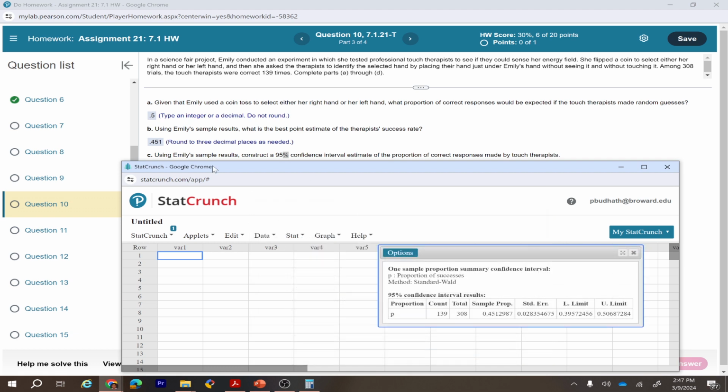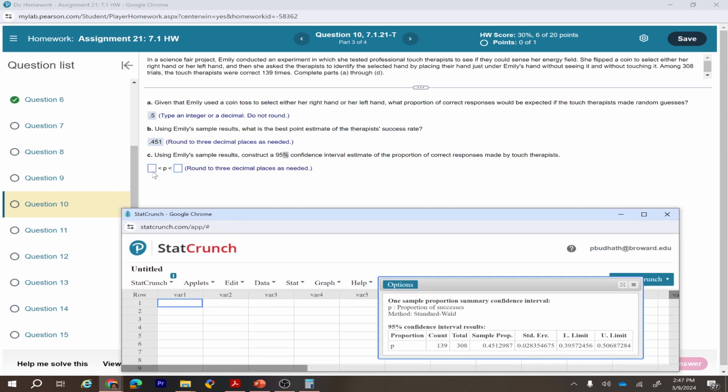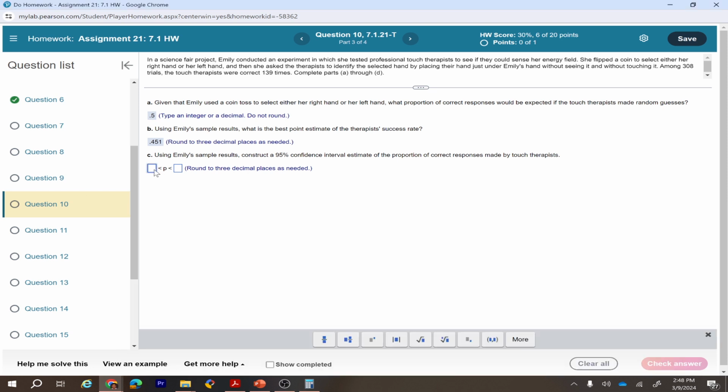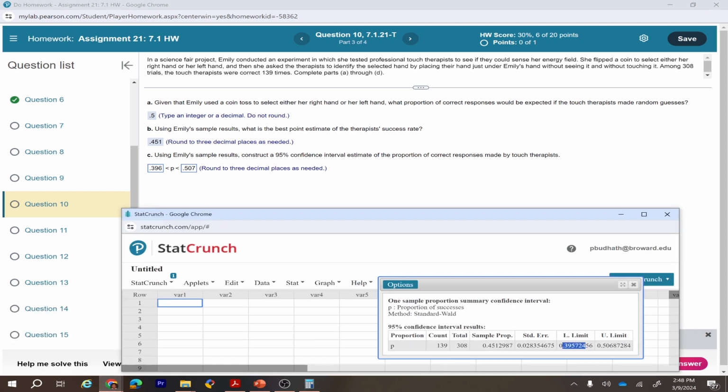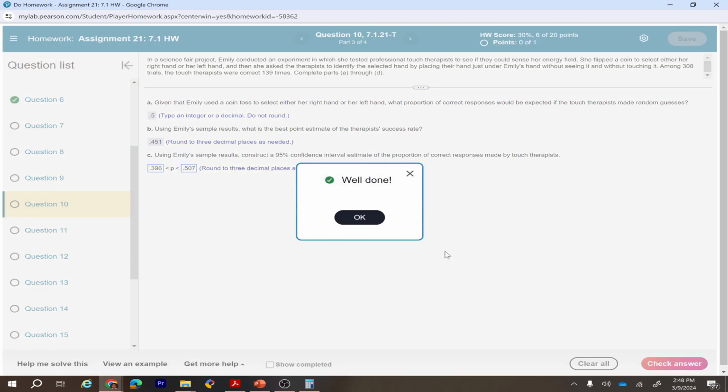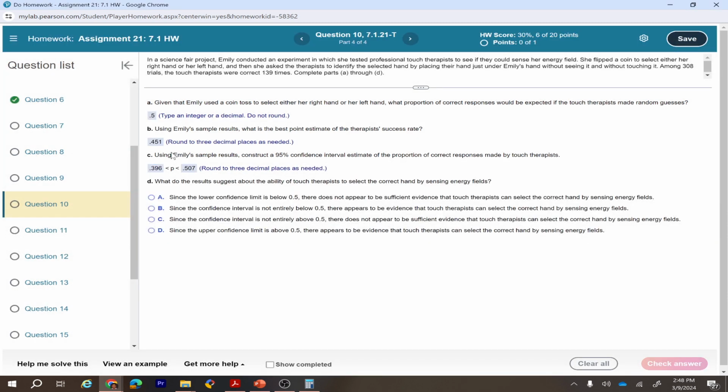So now you can see there is a lower limit which is 0.396 and there is an upper limit which is 0.507. One more time, let's check it. 0.396, 0.507. That's the confidence interval. Now, what is the meaning of this? Look at here. The population proportion is in between these two numbers, so it could be less than 0.5.